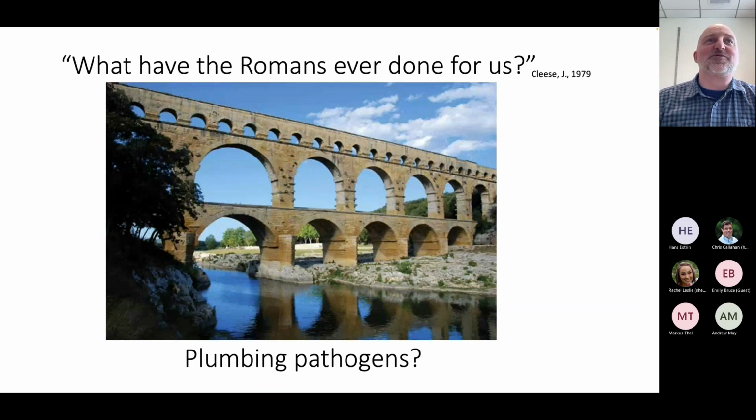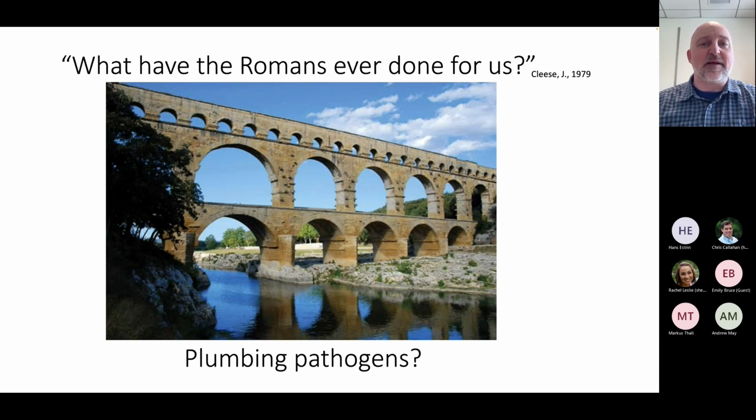Famously, John Cleese asked, what have the Romans ever done for us? And aqueducts, right, was one of the answers in Life of Brian. But what they probably did was give us the first exposure to plumbing pathogens, as the first large-scale, multi-city water system.